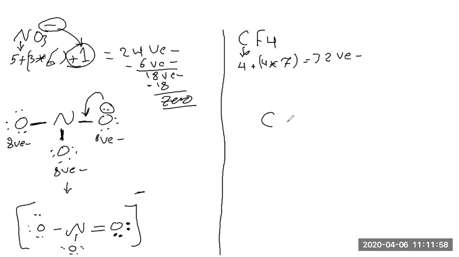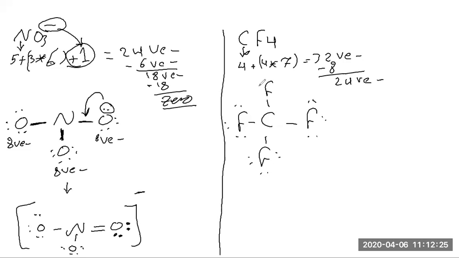Put carbon in the center. Fluorine, fluorine, fluorine, fluorine. I use 4 bonds to make the connection, so it will be minus 8. What's left? 24 valence electrons. Make each fluorine, each side atom, achieve the octet rule, with 8 electrons around it. So I use 24 minus 24, and what's left is 0. I don't have any electrons to put in the center.